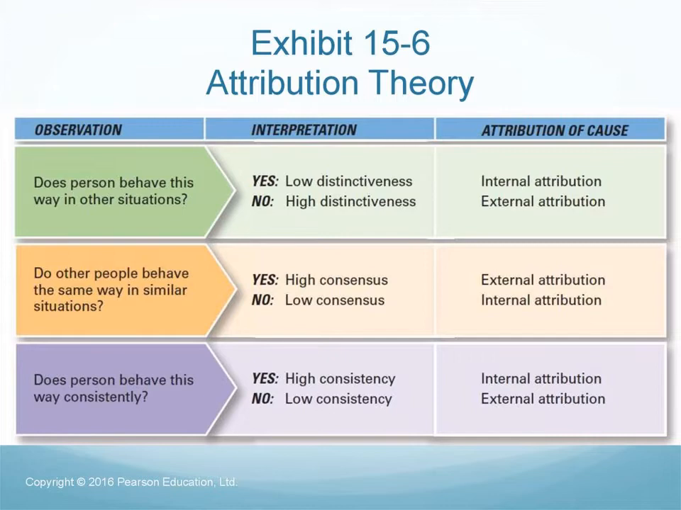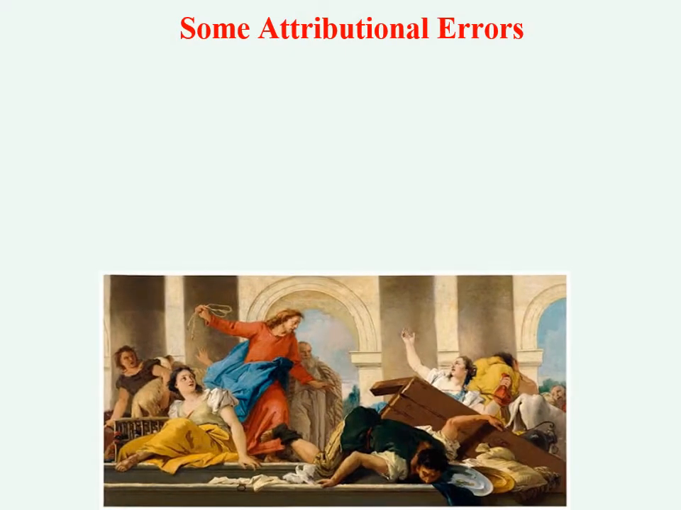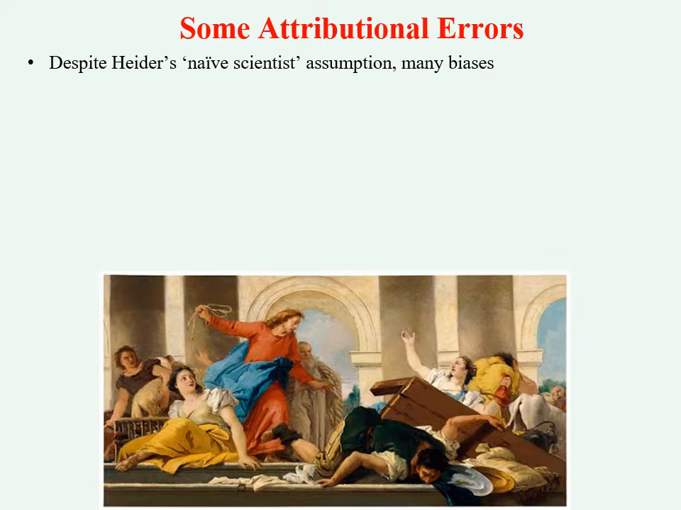This is yet another way of illustrating that three-dimensional covariation model. You ask yourself the question, does the person behave this way in other situations? Do other people behave the same way in similar situations? And does the person behave this way consistently? And this will give you different attributional outcomes. Now, the Heider model, as well as the Jones-Davis model and the Kelley model, share a common assumption. They assume that inferring causality is very similar to a kind of scientific process. It's almost like an experiment.